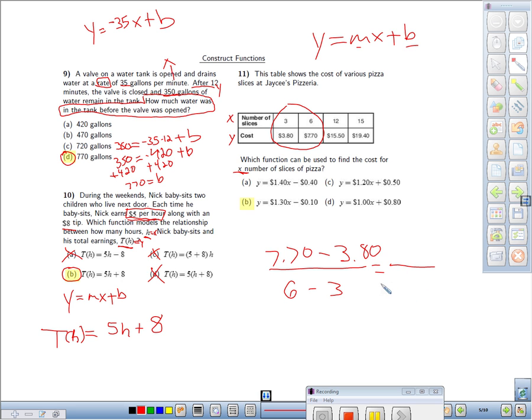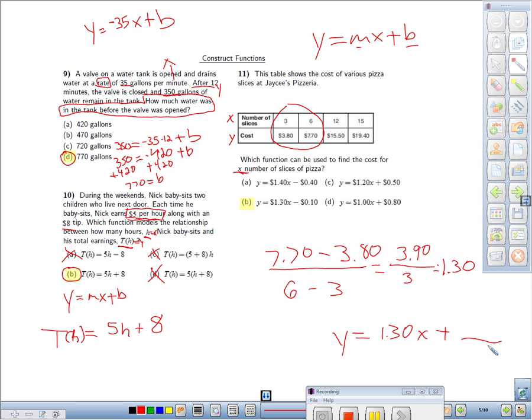Cool. So again, you will have a calculator on the test. So 770 subtract your 380 gives you $3.90. 6 subtract 3, of course, we all know as 3. Well, notice we can do some simplifying here. 390 is divisible by 3. 3 divided by 3 is 1. 9 divided by 3 is 3. And we'll keep our decimal point in the same spot. So notice our slope, y equals 130x plus.